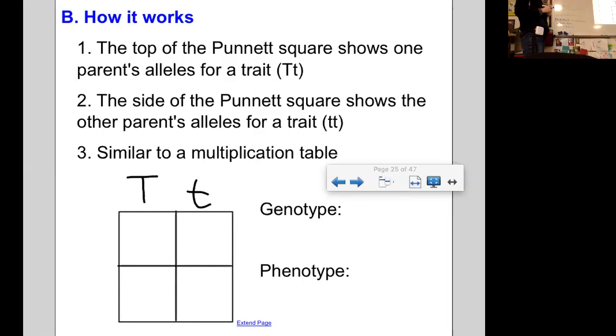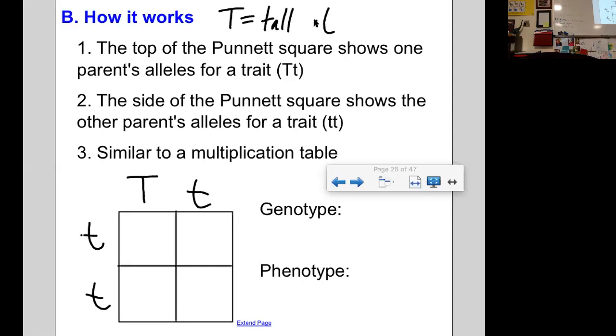Then it says the side of the Punnett square shows the other parent's alleles for the trait. And in this example, that parent is going to be little t, little t. Now let's say, this is something that I need to add to the notes. Big T stands for tall, if we're looking at pea plants. And little t allele is for short pea plants.